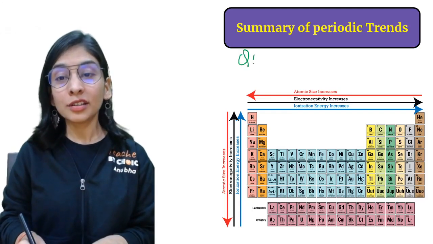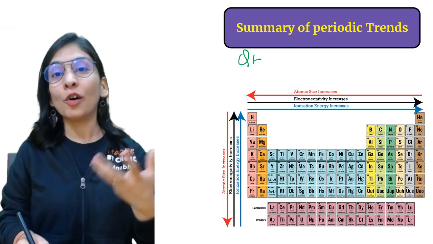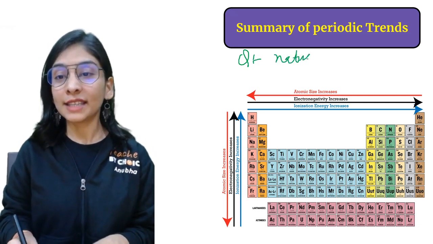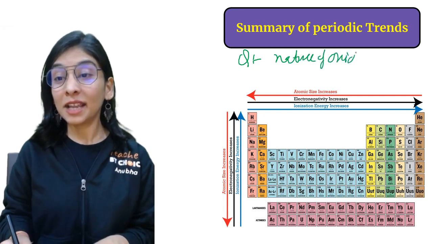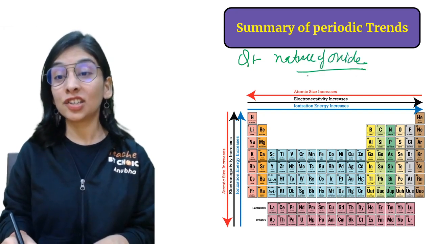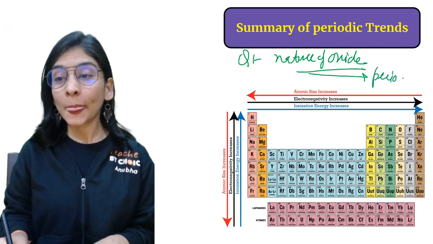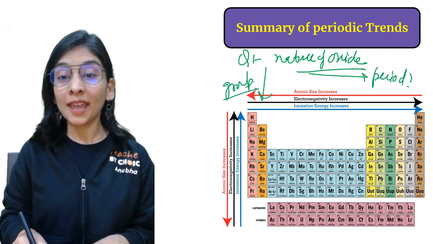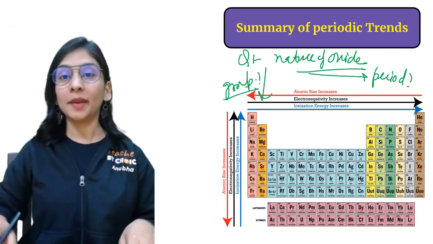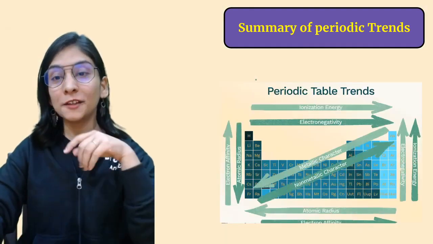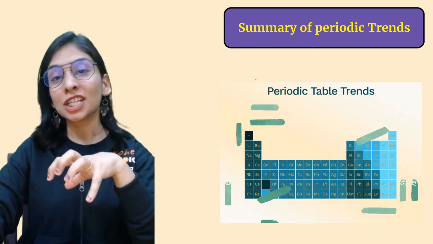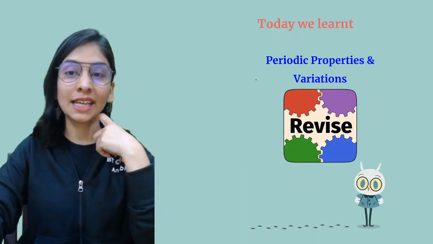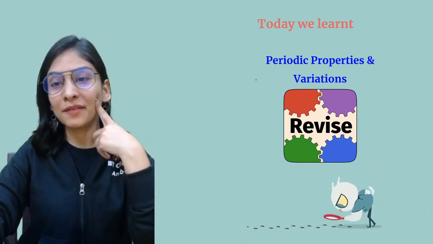I'll ask a question so that I can see your responses, how much you're learning properly. Nature of oxide, like basic nature or acidic nature in a period, and basic nature and acidic nature in a group. That is something that you need to tell me in the comment section. And with this, I have attached all the summary slides where just by downloading the notes, you can revise again as well and see the replay whenever you want.